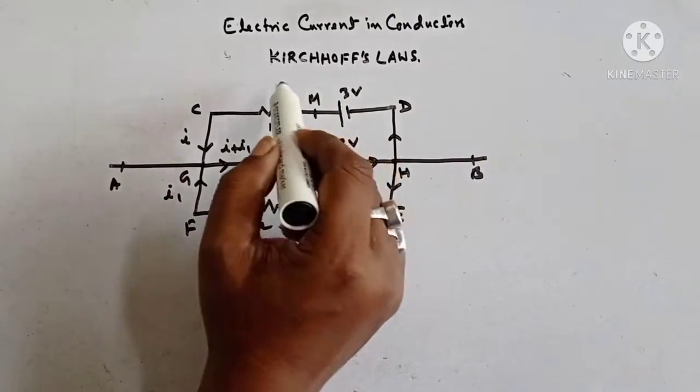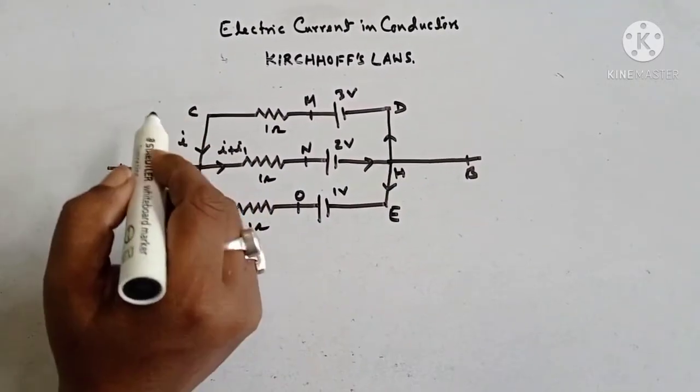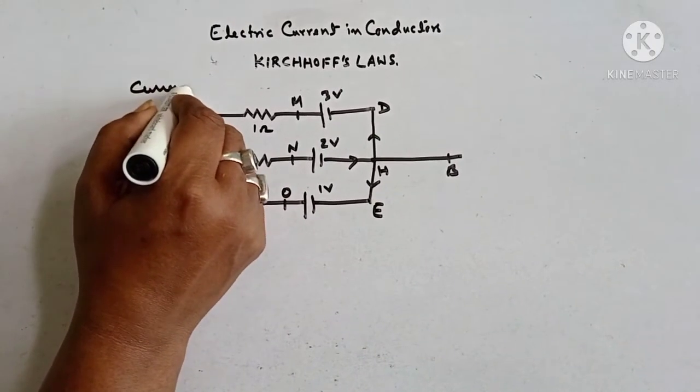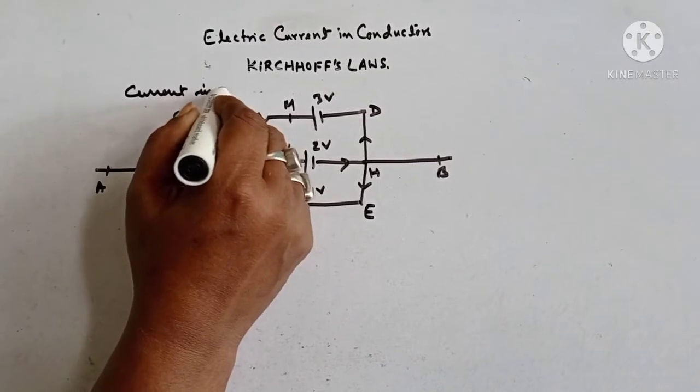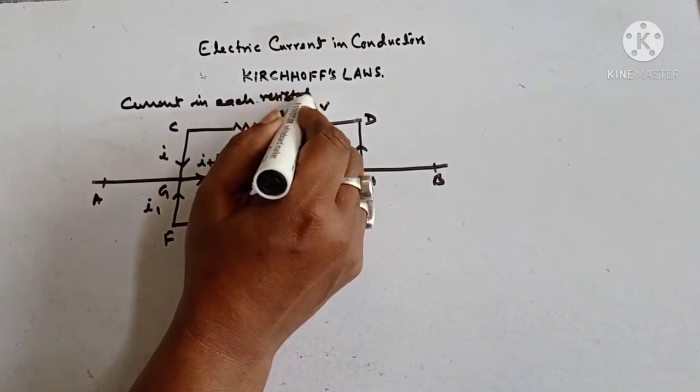Electric current in a conductor, Kirchhoff's law. See here, this is the circuit, and we have to find out the current in each resistor.